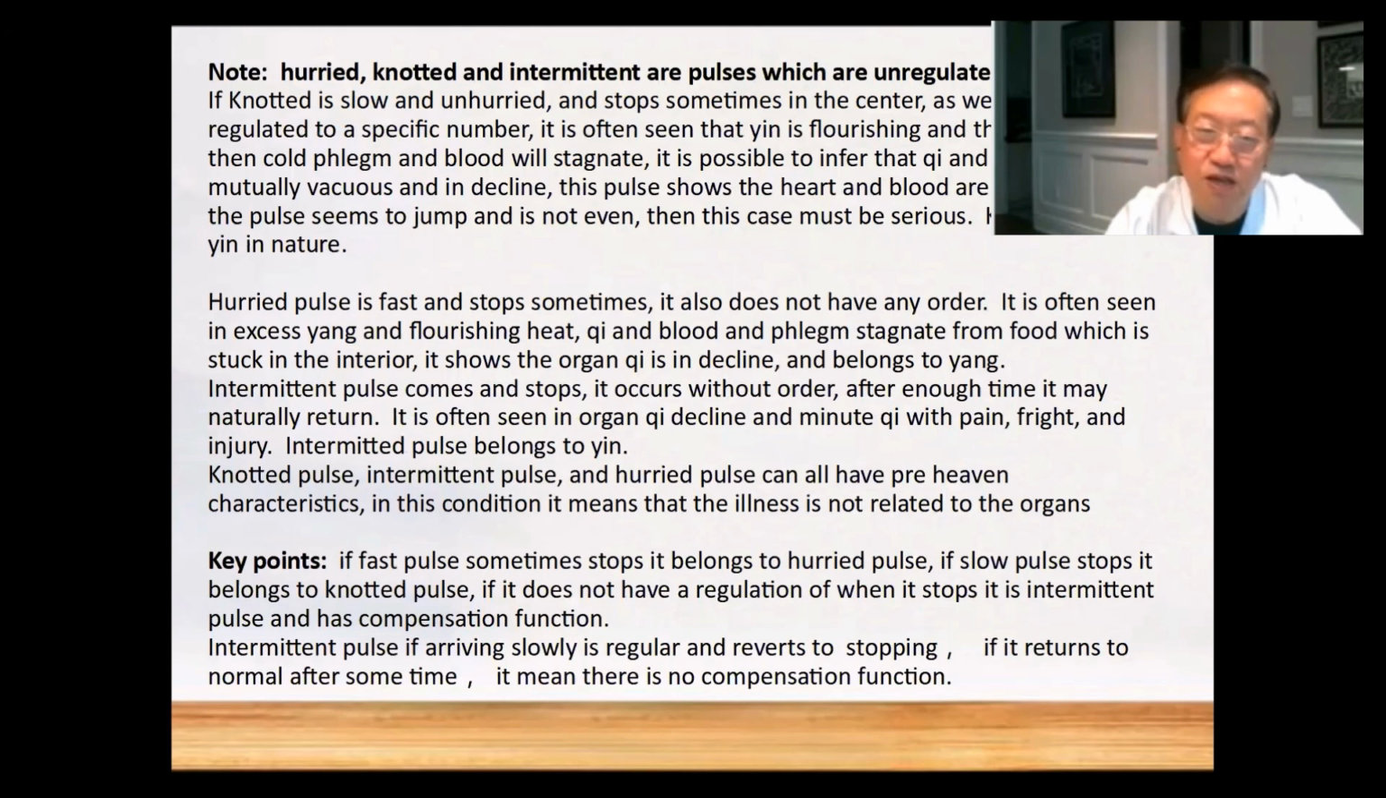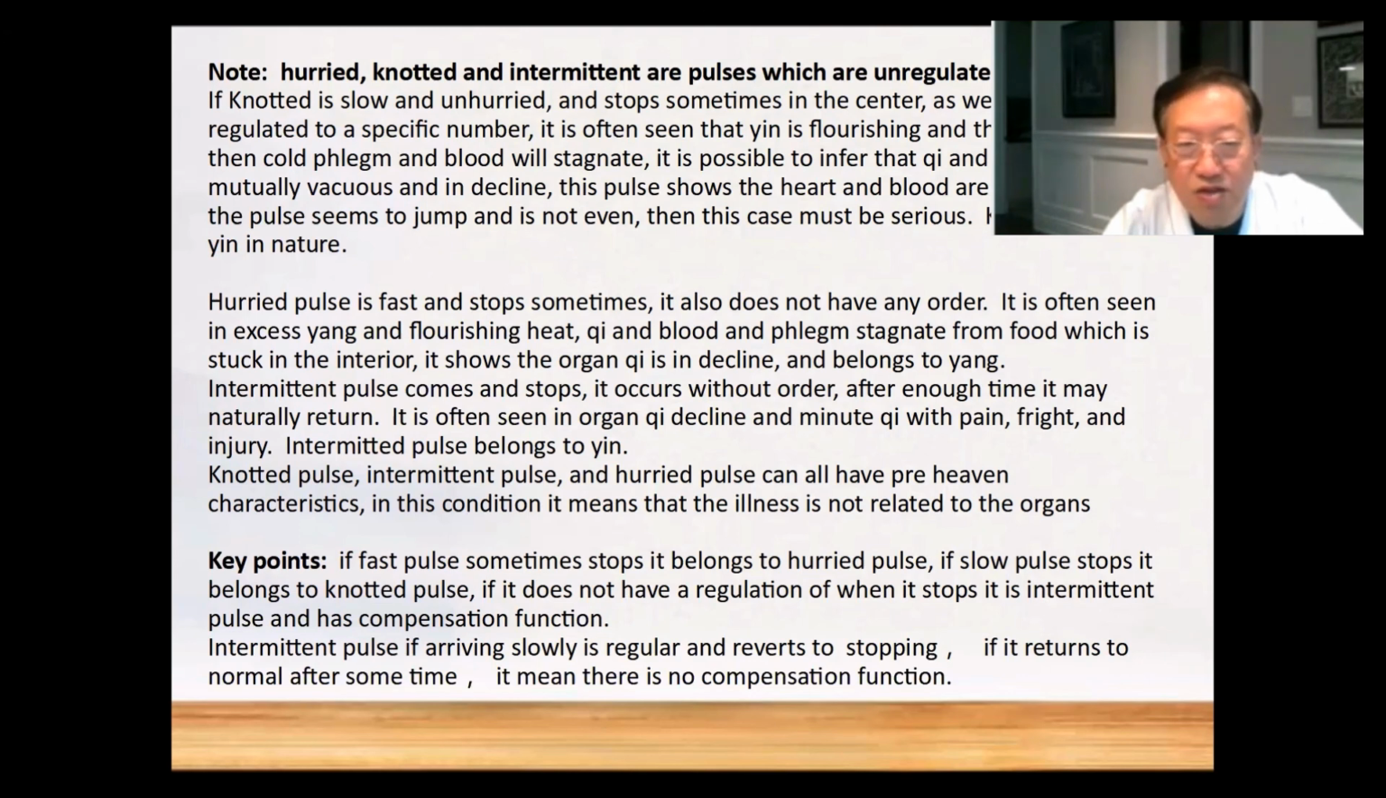Note, hurried, knotted, and intermittent pulses, which are unregulated. If knotted and slow and unhurried, and stop sometimes in the center, as well as not being regulated to a specific number, it's often seen that yin is flourishing and qi is knotted. Then cold, phlegm, and blood will stagnate. If it is possible to infer that qi and blood are mutually vacuous and in decline, this pulse shows the heart and blood are not working. The pulse seems to jump and is not even. Then this case must be serious.